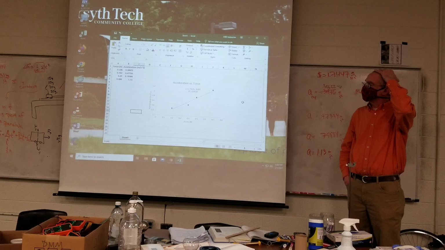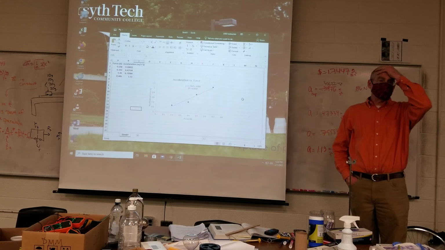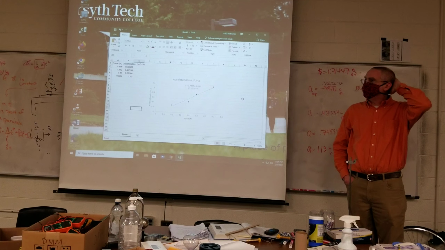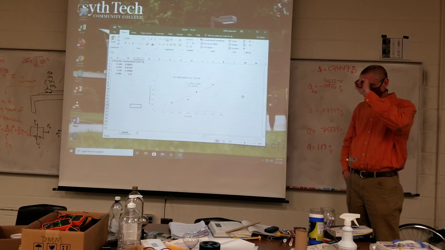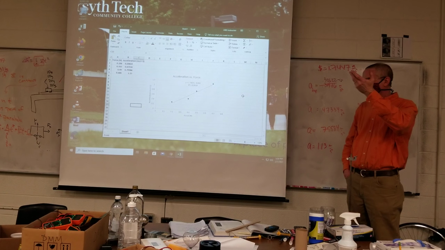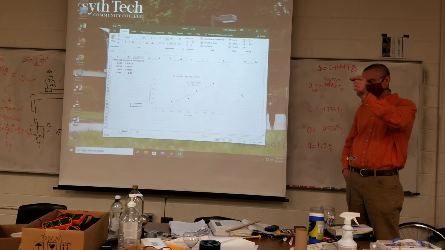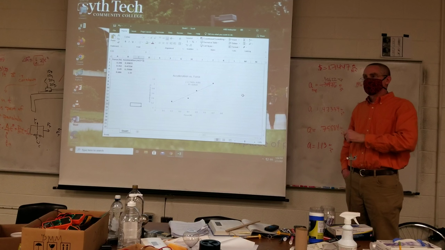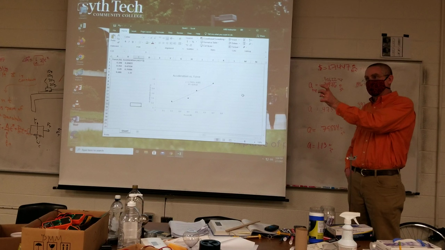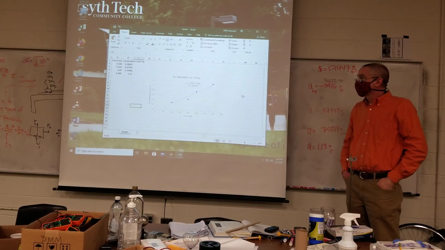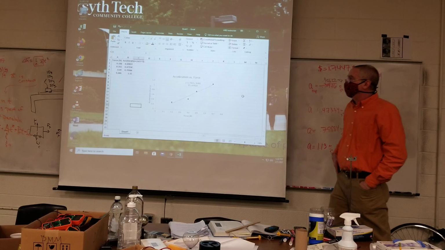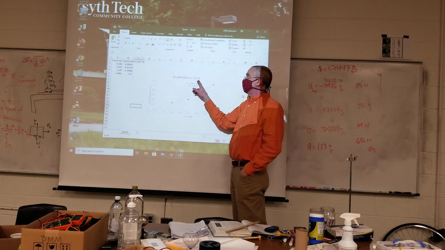The other big mistake is I saw a number of people decided to go freelance on the title of the graph. In the lab itself, it said plot bounce height versus drop height. When I say plot and then I give you something, that is the title. It should always be the dependent variable versus the independent variable.